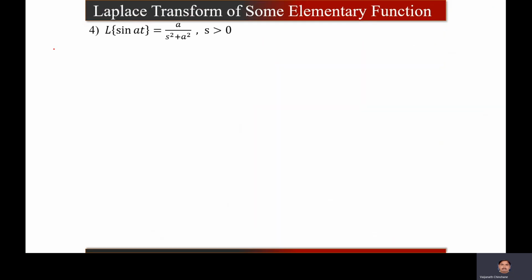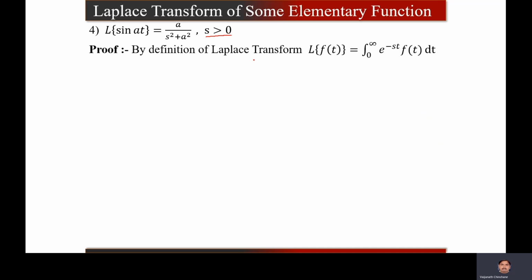Laplace transform of sin at, and the formula is a upon s square plus a square, where s should be greater than 0. By the definition of Laplace transform, L of f of t is equal to, again, integration from 0 to infinity e raised to minus st f of t dt. Now here f of t is equal to what? f of t is equal to sin at, and put this f of t in the definition of Laplace transform.